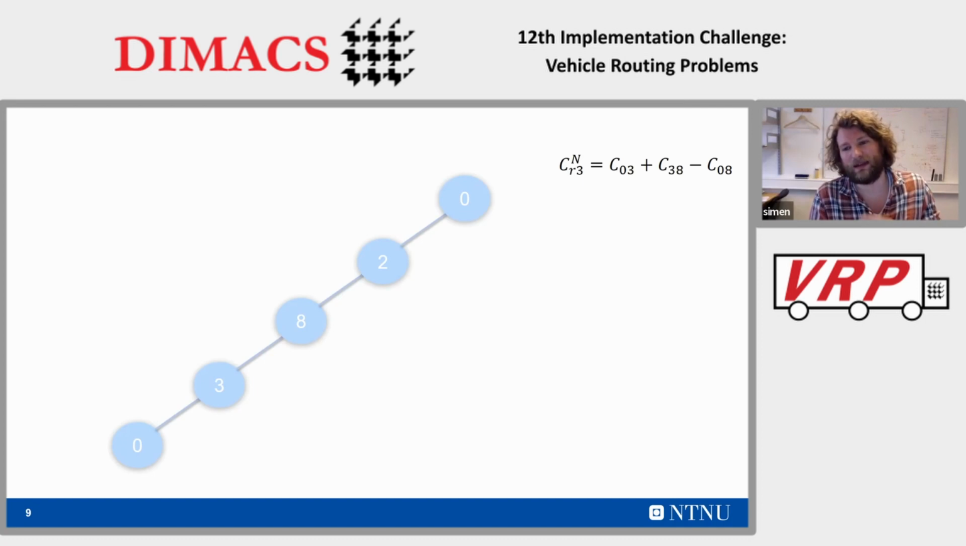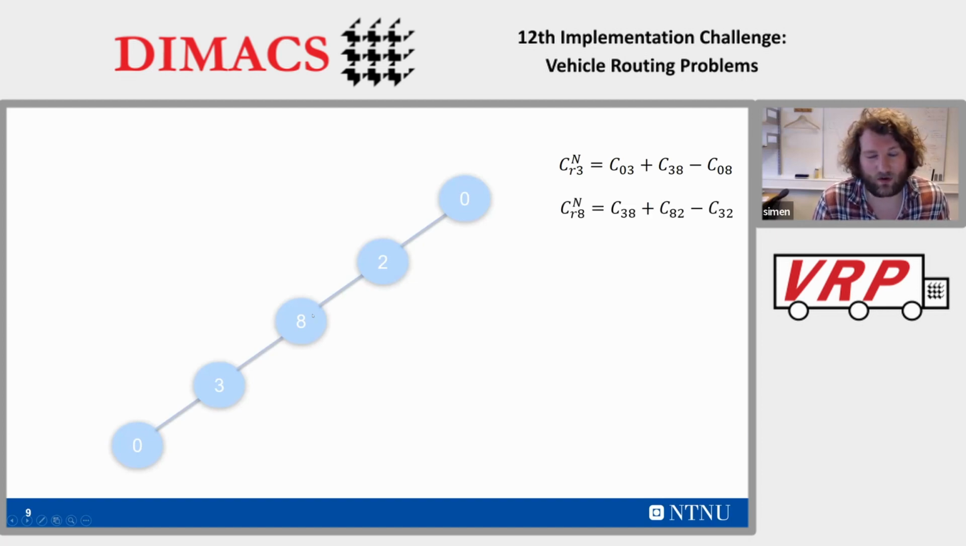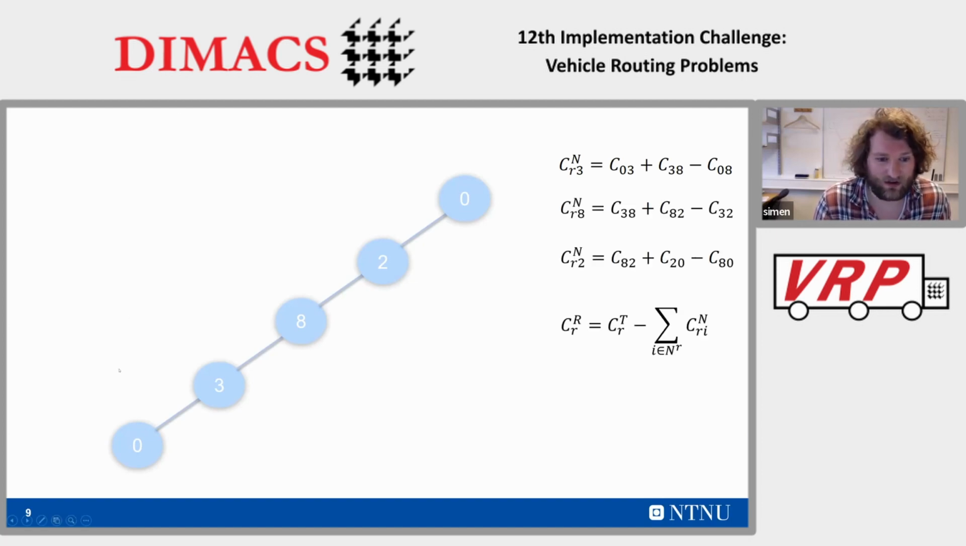And what we basically do is we create a cost, kind of the marginal cost of inserting a customer into this route. So the marginal cost here for customer 3 would be the cost from going from 0 to 3 plus the cost of going from 3 to 8 minus the cost of going from 0 to 8. And then we calculate this for all the nodes in the route.